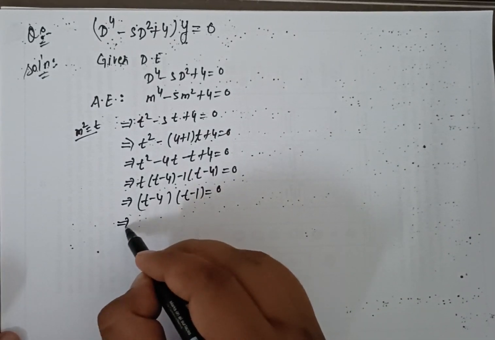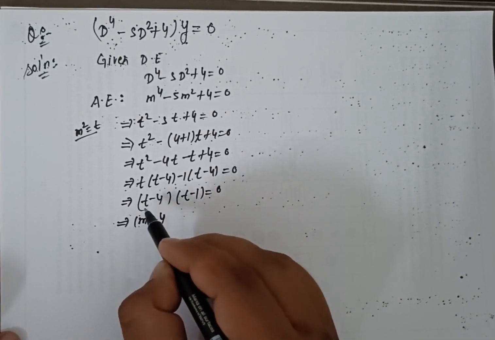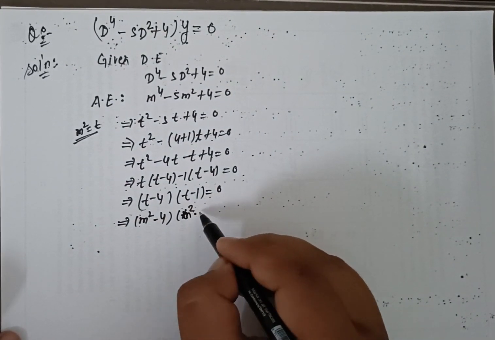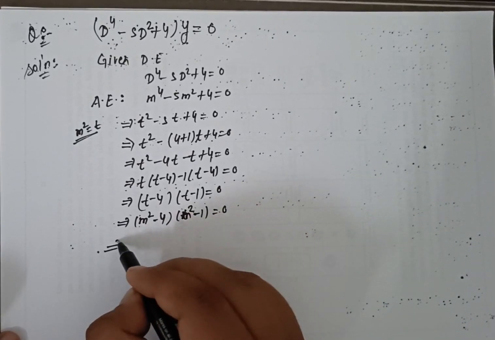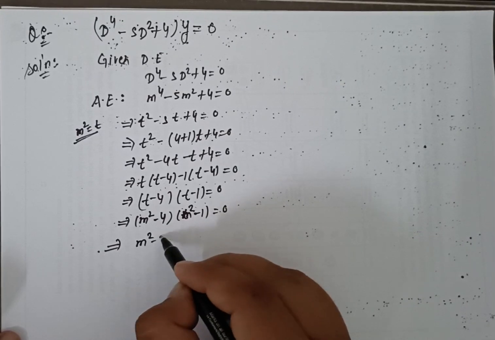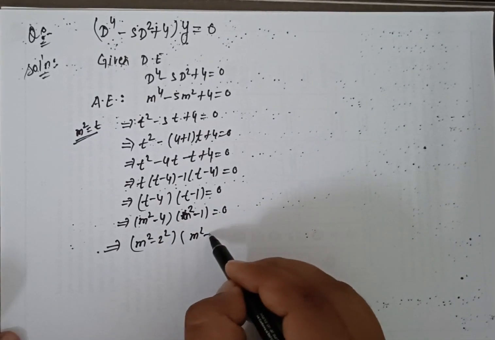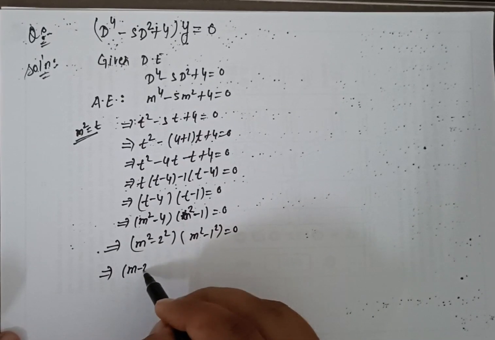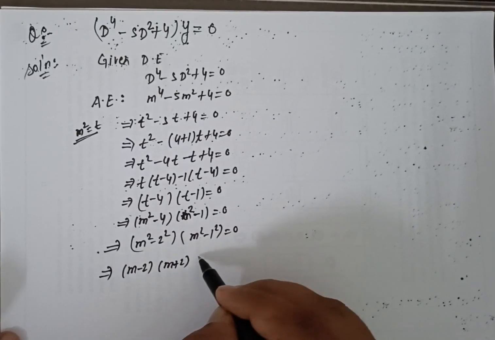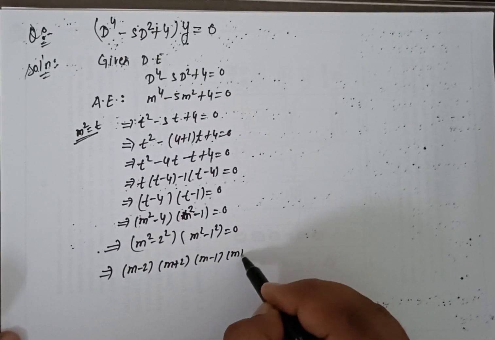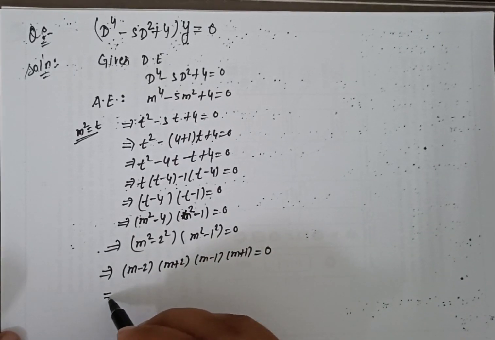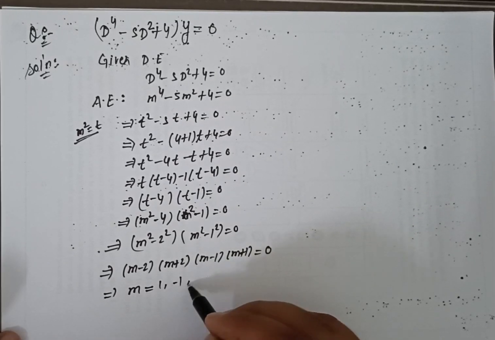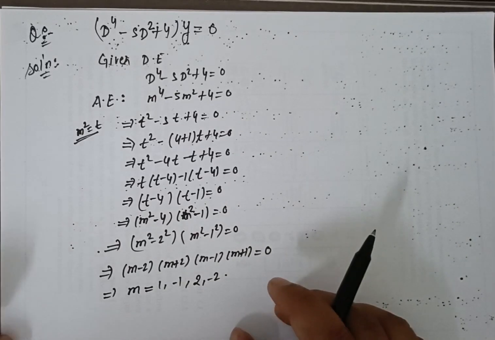So here you have m square minus 4, because t is m square, and m square minus 1. So you can further write m square minus 2 square, or m square minus 1 square. So you can apply here the formula a square minus b square. You can write m minus 2, m plus 2, or m minus 1, m plus 1, and then find the roots. So we have the 4 roots here for m, that is 1 and minus 1, 2 and minus 2. All the roots are real and distinct.